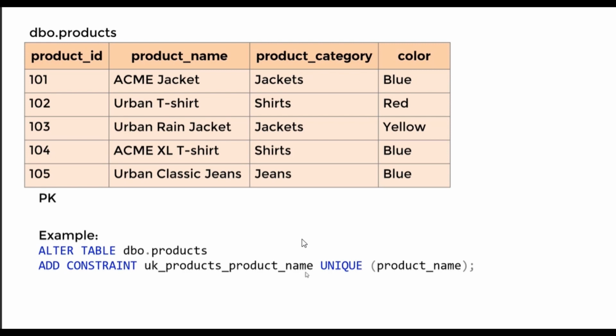A unique key index does the same thing, right? As I mentioned, when we create a unique key constraint, it automatically creates a corresponding unique key index for us.